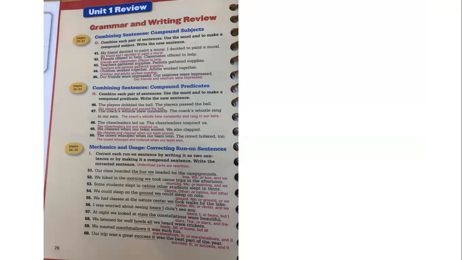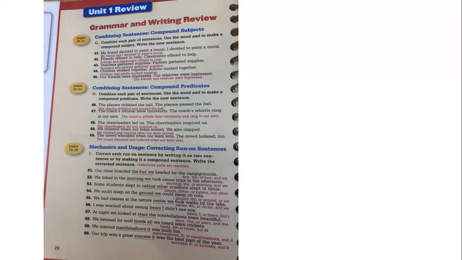Number 42: Friends offered to help. Classmates offered to help. Friends and classmates offered to help. Number 43: Teachers gathered supplies. Parents gathered supplies. Teachers and parents gathered supplies. Children worked together. Adults worked together. Children and adults worked together. Our friends were impressed. Our relatives were impressed. Our friends and relatives were impressed.